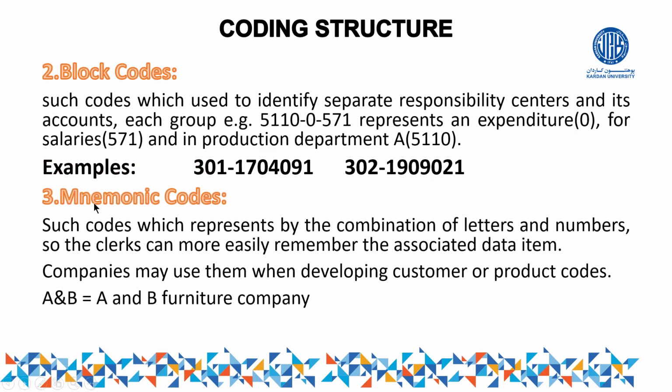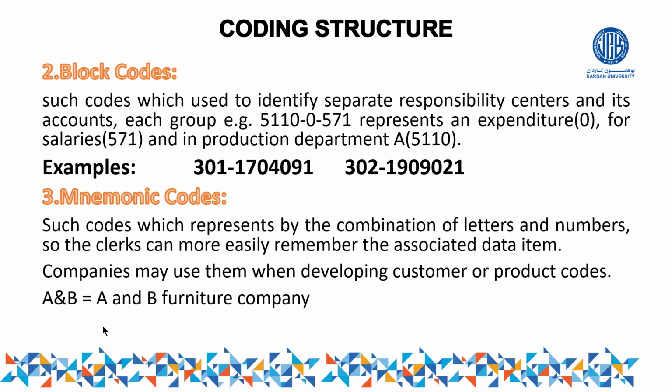And the last type of code is called what? Mnemonic codes. Mnemonic codes are those codes which are a combination of letters and numbers, and they are used as an abbreviation to remember something. For example, if A and B is mentioned for you, you may remember something, right? So if any abbreviation reminds you of something, that can be called what? A mnemonic code. Mnemonic code means something which reminds you of something else.